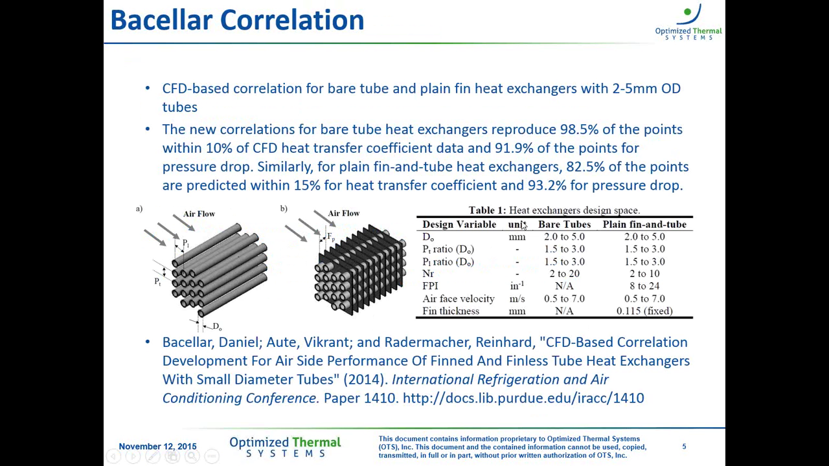But basically, this gives us the ability to simulate any of these bare tube or plain finned tube heat exchangers from 2 to 5 millimeter outer diameter, having these fins per inch ranges, tube pitch, and velocities within CoilDesigner without having to do the experimental work, and get a very good fit. So the data is well predicted here, and this is a measure of how well the correlation predicts the data from CFD. This does not come with any kind of experimental validation, at least at this point. That hasn't been published yet.